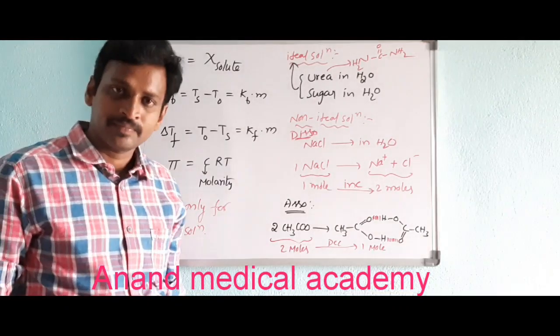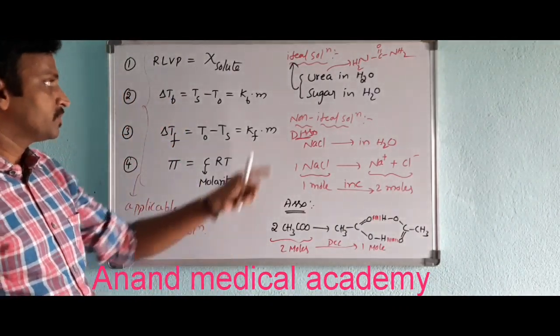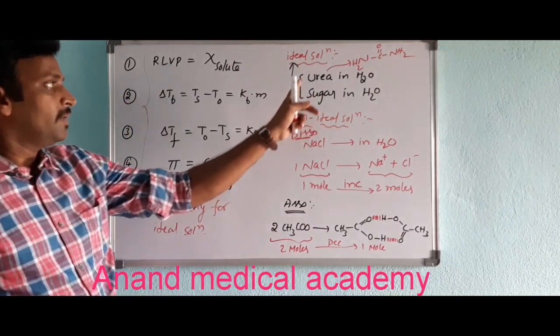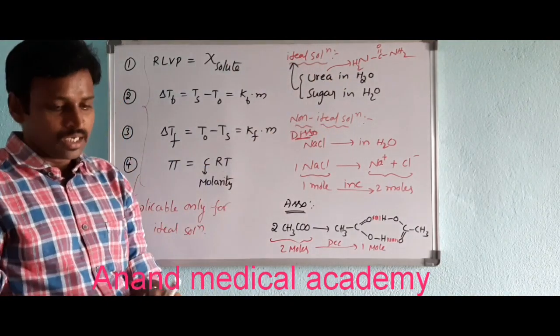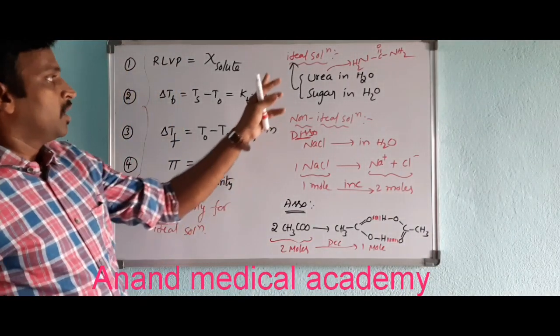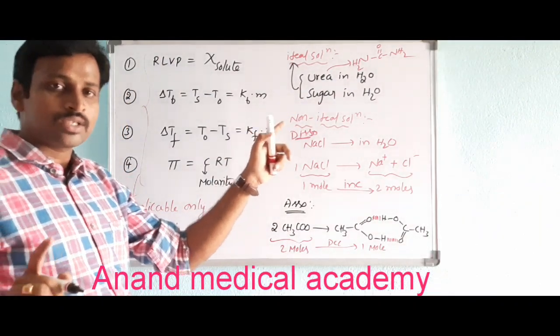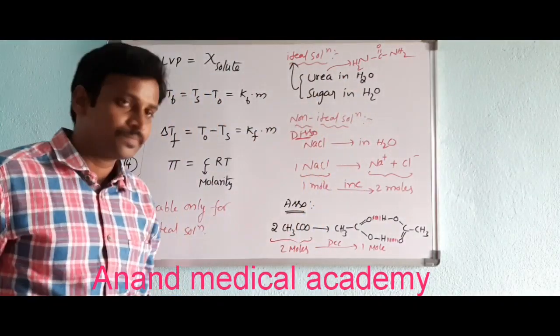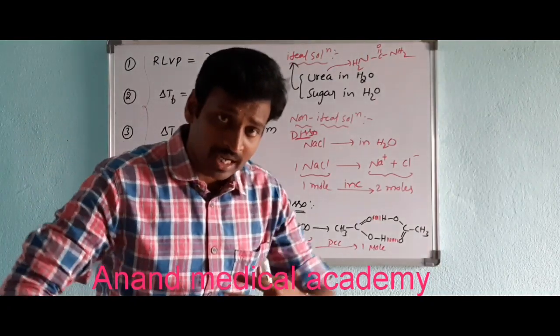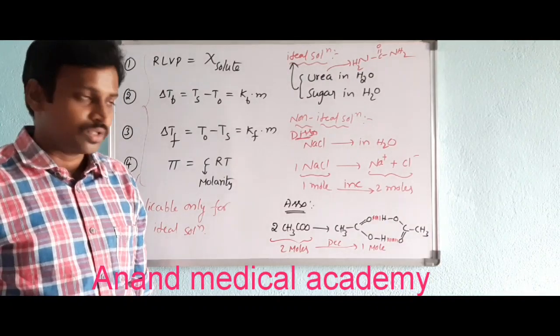Something is required. Got it? What that something is, I'll tell you now. First you must have clarity on what is an ideal solution and what is a non-ideal solution. Repeat, last and final: the solution which cannot undergo further association or dissociation is ideal. The solution which will undergo dissociation or association is a non-ideal solution.